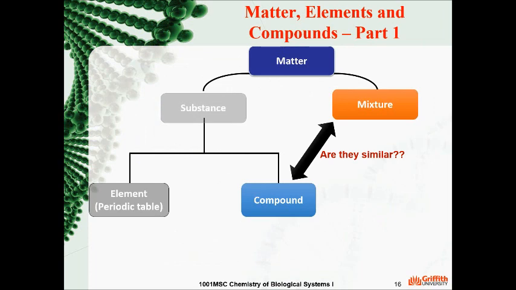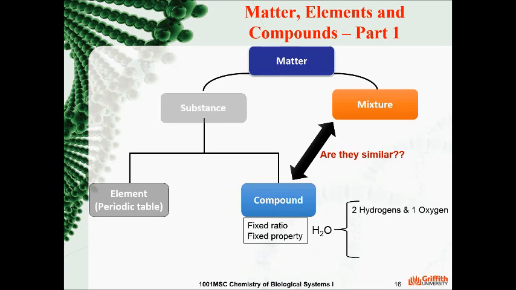Now, someone might say that if a compound consists of two or more elements, why don't we call it a mixture? Compounds have a fixed ratio and fixed properties. For example, water has 1 oxygen and 2 hydrogens, so the ratio is 1 to 2. The fixed properties of the water include boiling at 100 degrees Celsius, freezing at 0 degrees, and a density of 1 milligram per mil. It doesn't matter where you get this water from, it will always have the same properties.